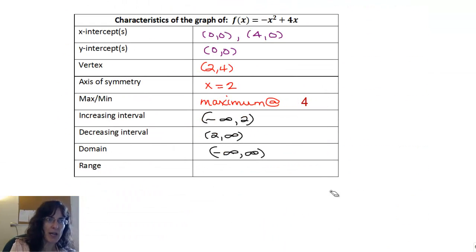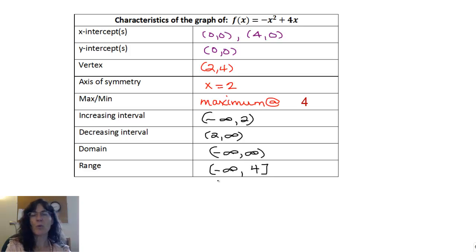That means my range goes, remember, all the way from negative infinity up to a positive 4, and the 4 was a value on the axis of symmetry that was included in my parabola. So that's why I have the inclusive square brackets here, and then remember parentheses for all your infinities. And one more reminder, smallest to largest, so negative infinity to positive 4. Okay.